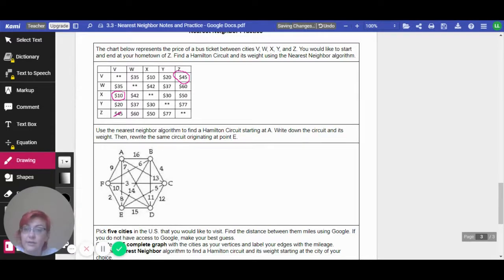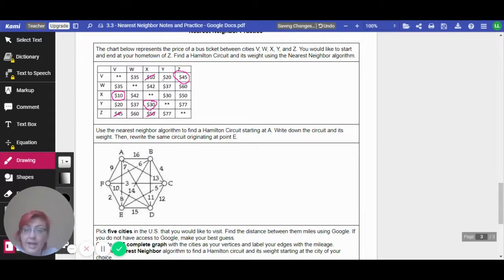All right. From there, I'm going to go over here to the X column. I cannot use Z. And I came from V, so I have to choose between W and Y. Y is my nearer neighbor.